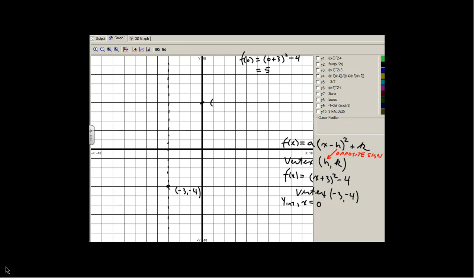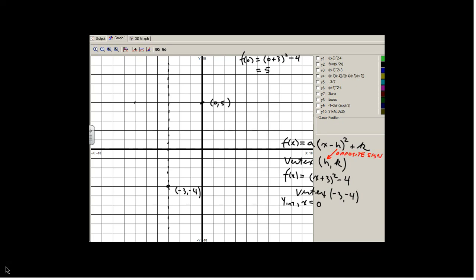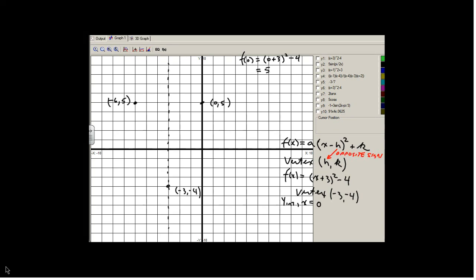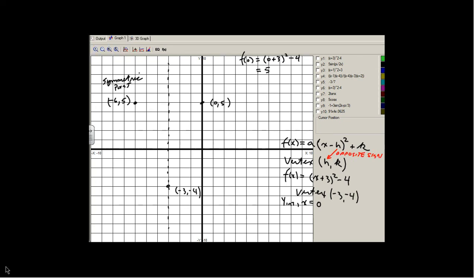Graph that, (0, 5). And parabolas are symmetric, which we've learned about their characteristics previously. So there's a point symmetrically opposite the y-intercept on the other side of the axis of symmetry, which would be at (-6, 5). This is often referred to as the symmetric point. So we have 3 points. We like to get 5.